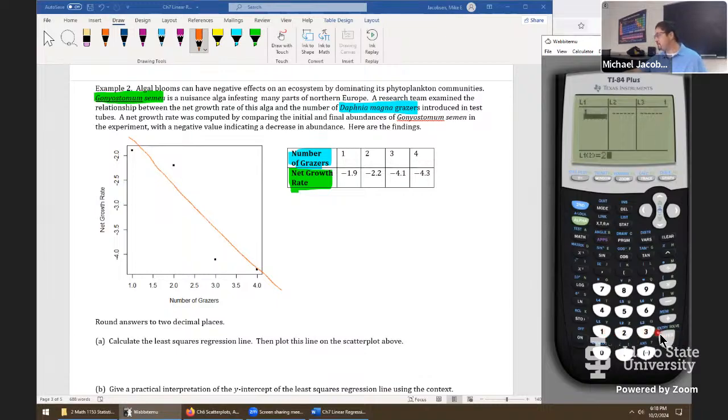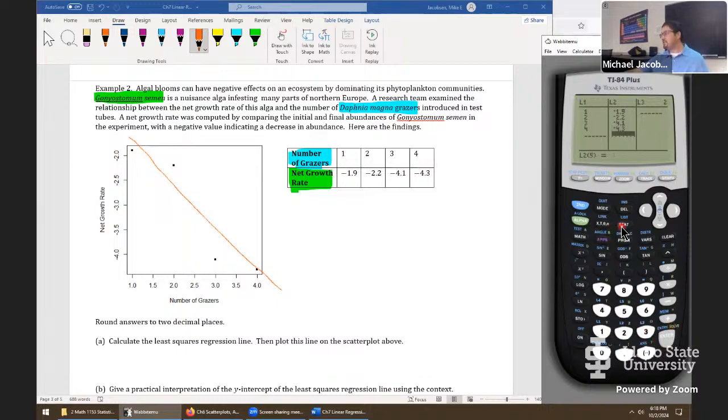So for the L1, that's explanatory. So go 1, 2, 3, 4. L2 is the response. So net growth rate, negative 1.9, negative 2.2, negative 4.1, negative 4.3. So we've got our data.